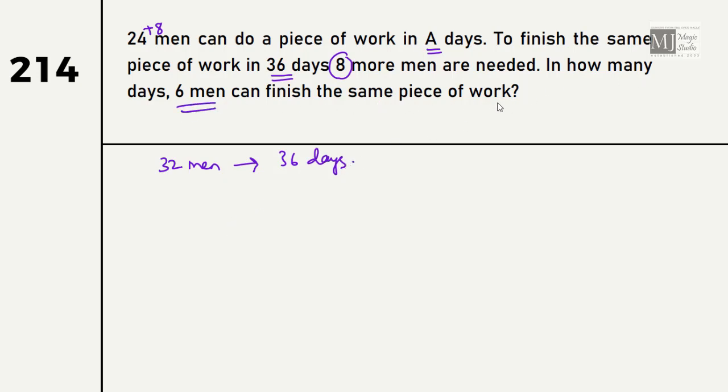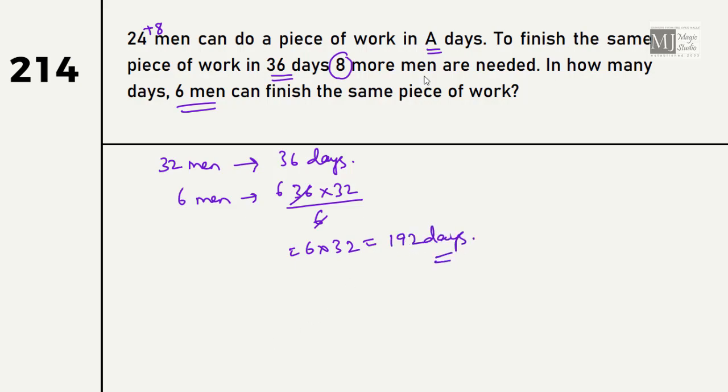In how many days can 6 men finish the same piece of work? 6 men would be completing in 36 into 32 by 6. That is 6 into 32, 192 days.